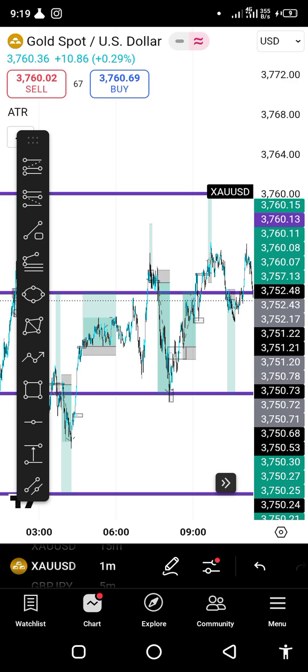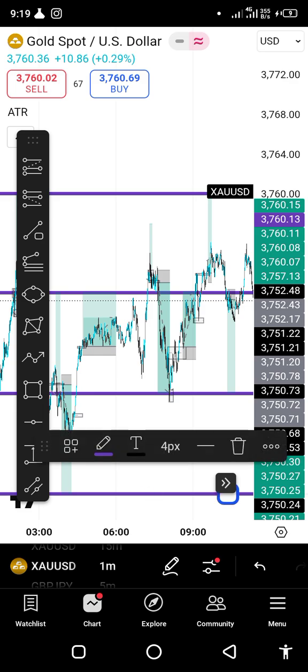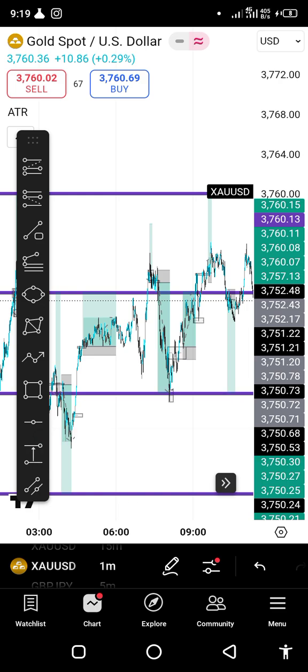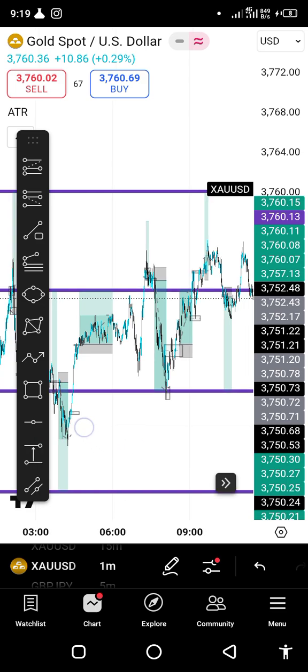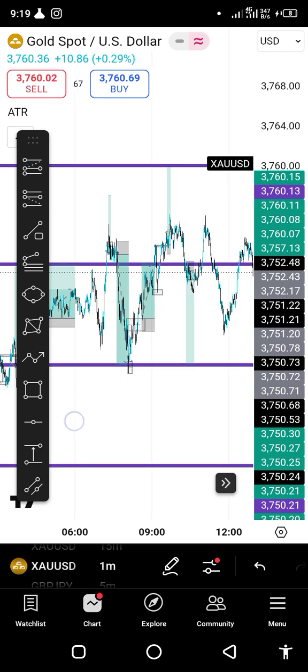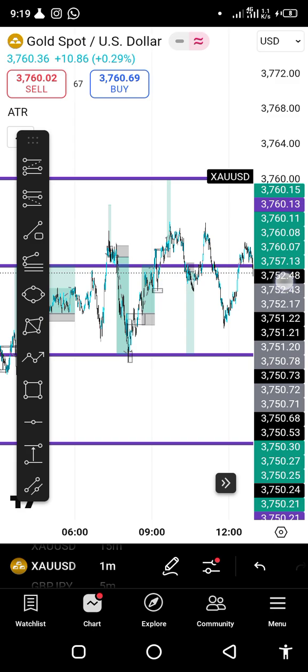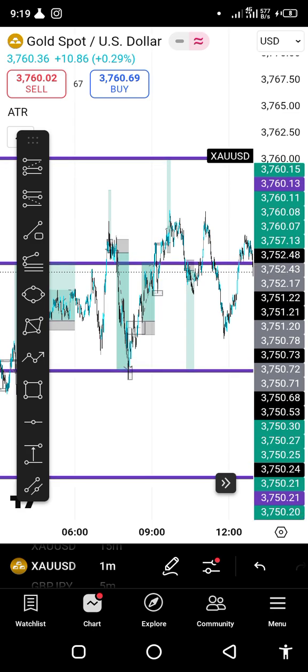Like this one now is 3750. This one is 37. Why are all these things moving? Why is this looking weird?